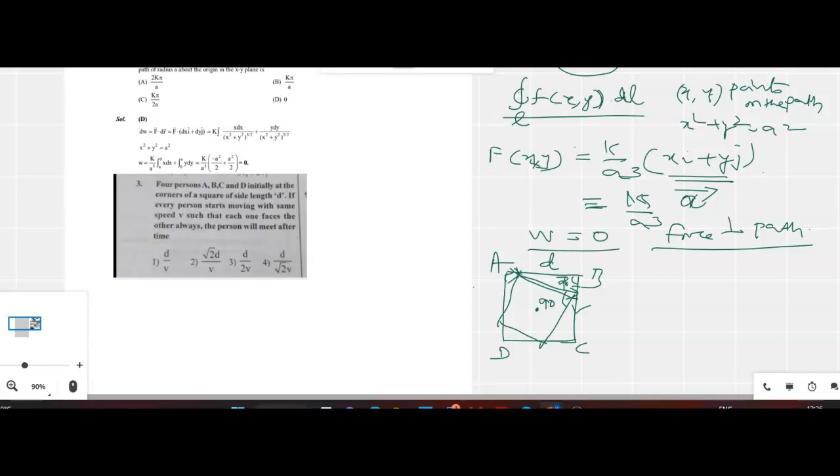That is, simply we will find the time taken will be d by v, because at every instant of time they are in a square. So if you realize that the direction is always perpendicular, then the solution is simple. So we'll try to show whether it is true or not.